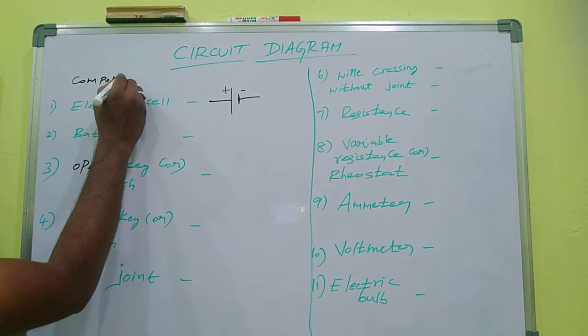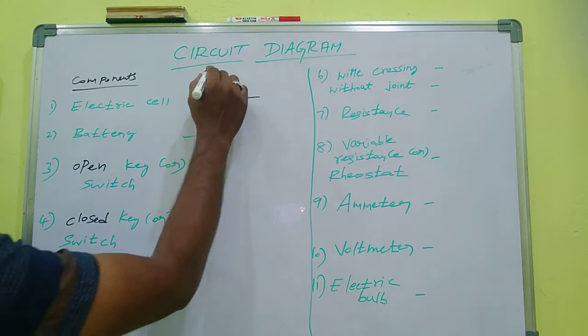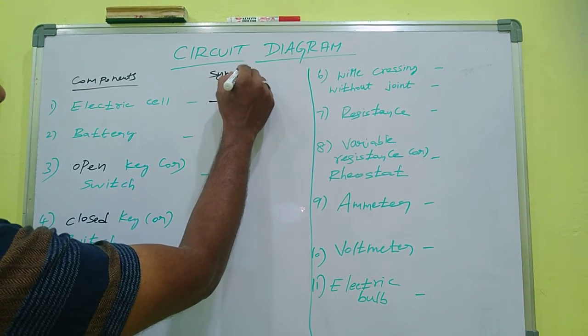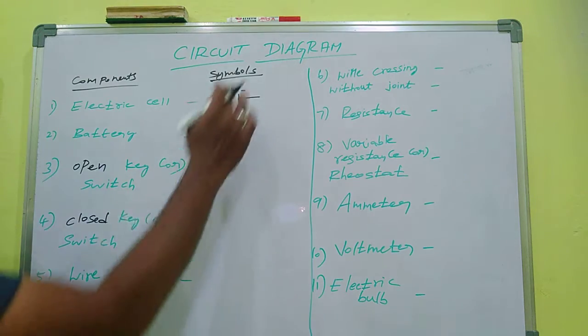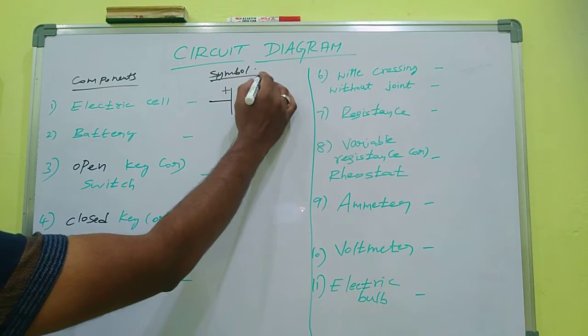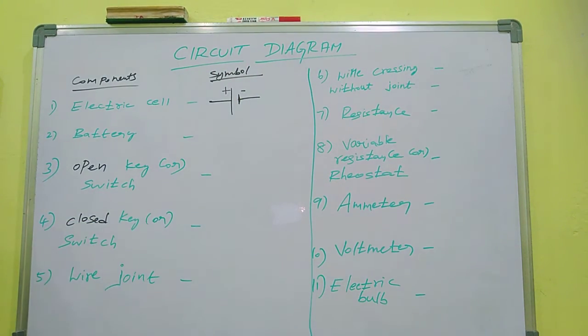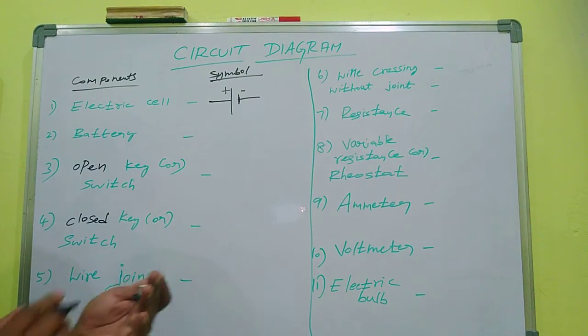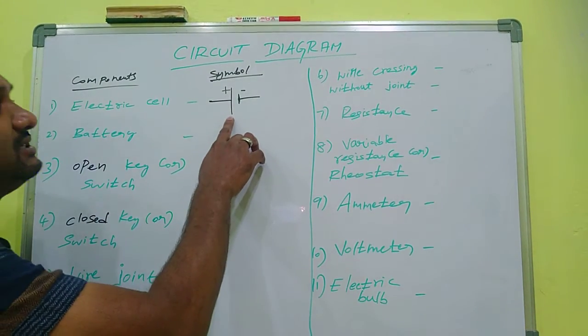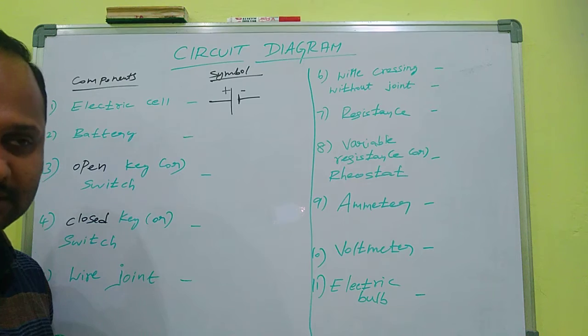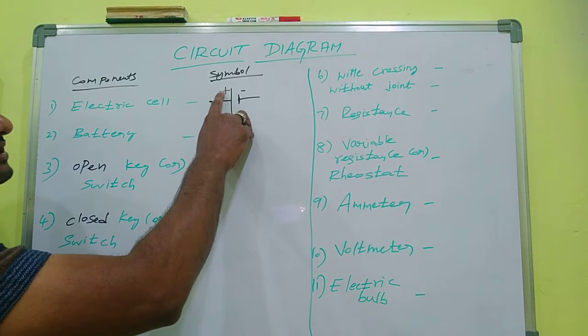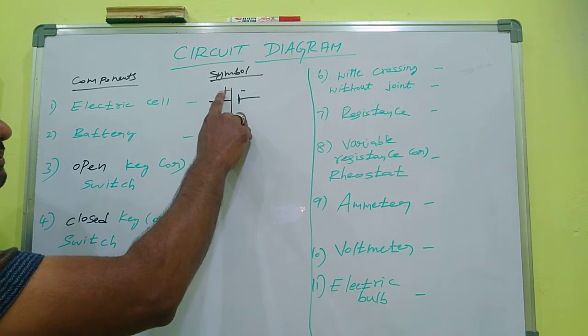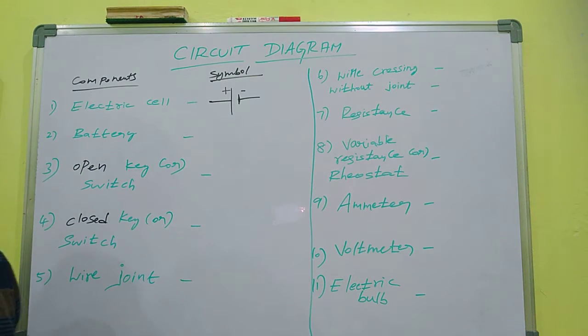What are the names of the components? This is the symbol of the component, which we are going to use in the circuit diagram. So an electric cell comprises two terminals. One is a longer terminal, another one is a shorter terminal. The longer terminal is the positive terminal, so we indicate plus, and the shorter one we indicate minus.